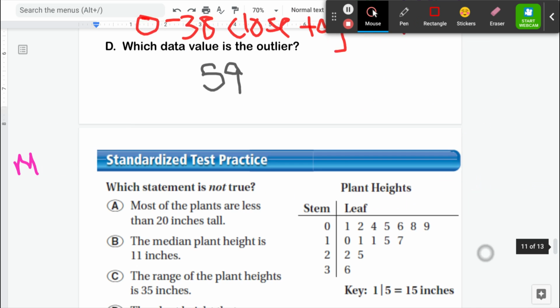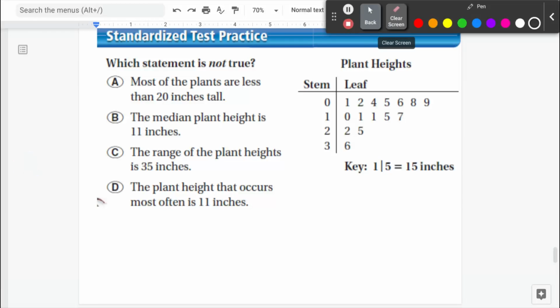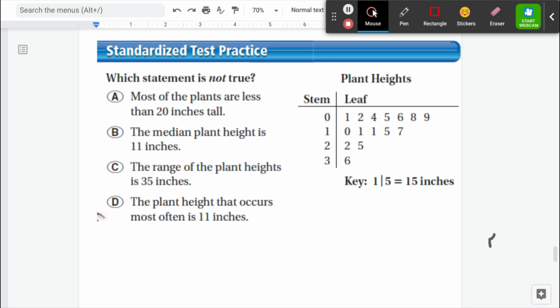So let's go ahead and look at another type of question. This is a standardized question. Which statement is not true? So I want you to talk with your table, read the 4 statements. One of these is not true. We'll pause the video while you discuss.